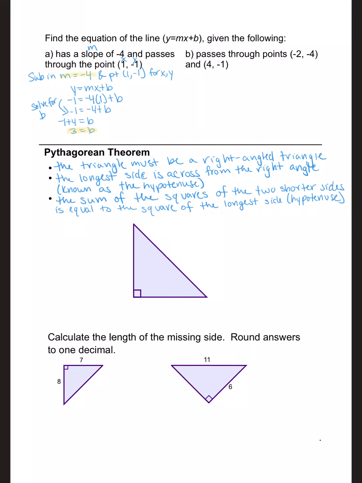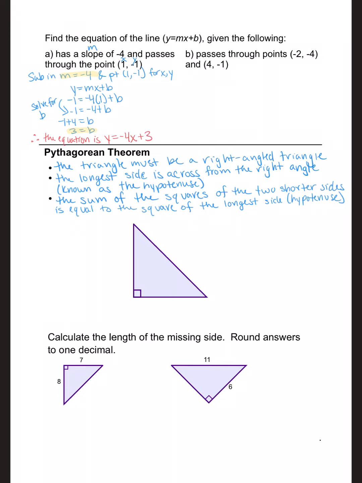So now we have our y-intercept. We have our slope. So we should be able to use that information to write the equation of our line. So we'll say, therefore, the equation is y equals, and you want to substitute in your m value and your b value, which we found our b value to be 3.